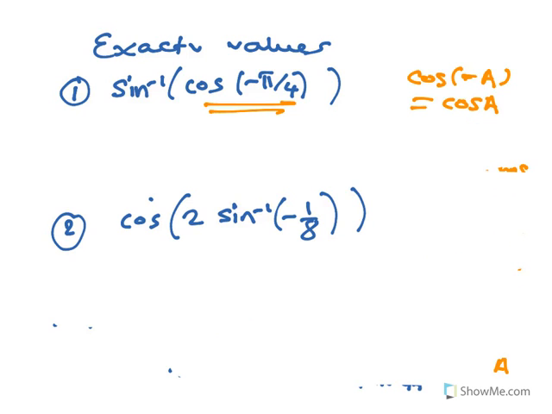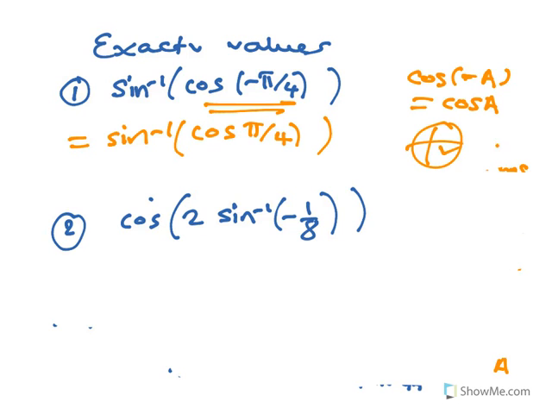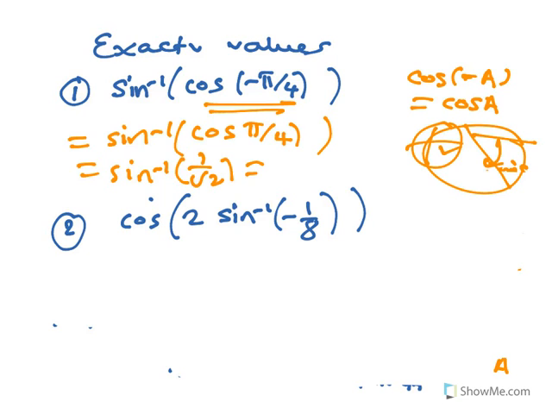Okay, so just applying that here, you can make that sine the minus 1 of cos of pi on 4, because minus pi on 4 is in the fourth quadrant, and cos is positive in that quadrant. So it's sine the minus 1 of cos of pi on 4, which is cos of 45, which is 1 on root 2. Shift sine on 1 on root 2, and you end up with 45.